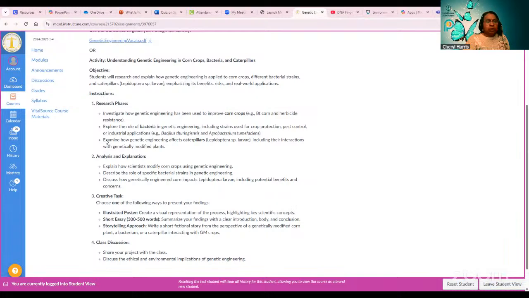Lastly, you are going to examine how genetic engineering affects the caterpillars, and in that you're going to discuss how genetically engineered corn impacts the caterpillar larvae. Notice I'm not necessarily saying how to pronounce that, and I don't want to mispronounce it. So we're just going to know that that's the caterpillar larvae. Not all scientific terms are easy to say.